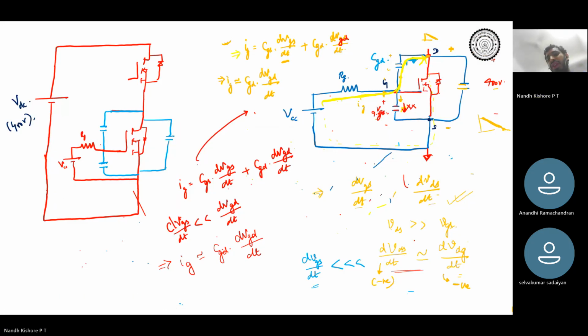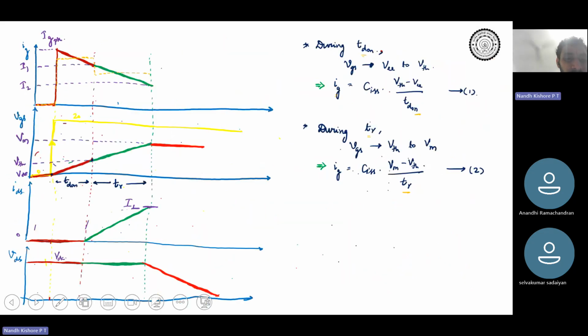VGS cannot change. VGS will remain at V Miller throughout this entire interval. Why? No current is flowing through the capacitor, so the capacitor voltage doesn't change. So VGS remains where it is, at V Miller. That is why I have drawn V Miller. Gate source voltage is almost constant. Do you understand why the gate source voltage is constant?